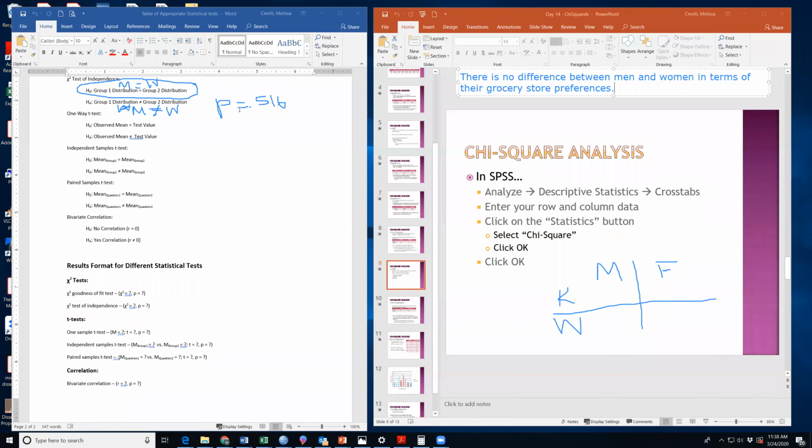Okay, so that was our first example of a chi-square test of independence. Hopefully we feel okay about this one. Let's move on to another example.